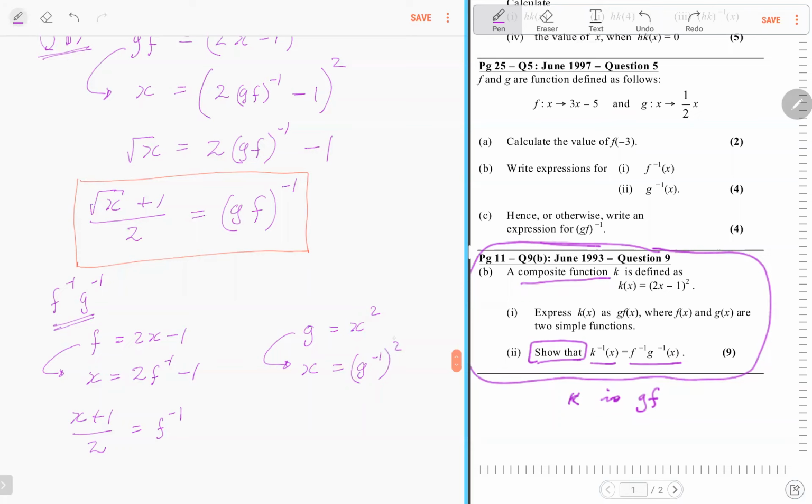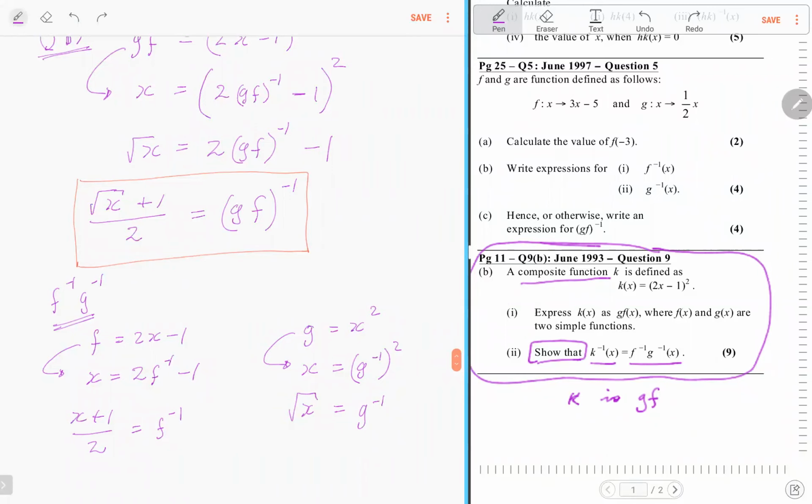And now, to get rid of this square, because we want to leave this as the subject, we square root both sides. So we get square root of x equals g to the minus 1. That is it. We have g to the minus 1 equals this, and we have f to the minus 1 equals that.